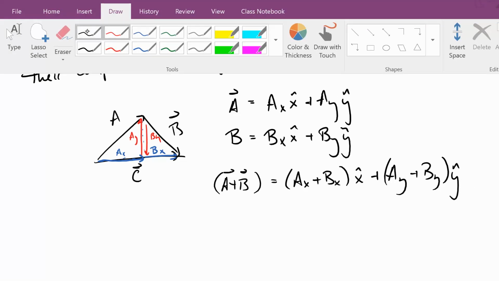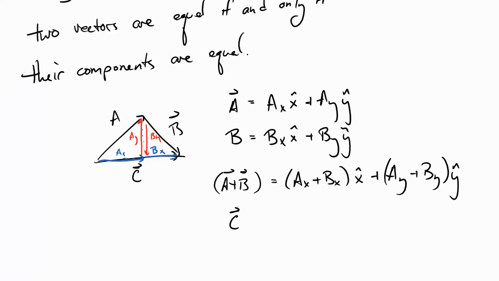And so this would tell us then that C, which looks like CX, X hat, plus CY, Y hat, that this has to be true. That AX plus BX is CX. The equality of the components is what tells us about the equality of the vectors. All right. This is, again, kind of technical stuff, but in practice what it means is to say that a vector equation is equal means that the components of the two vectors are equal. If the components are not equal, you do not actually have equality.